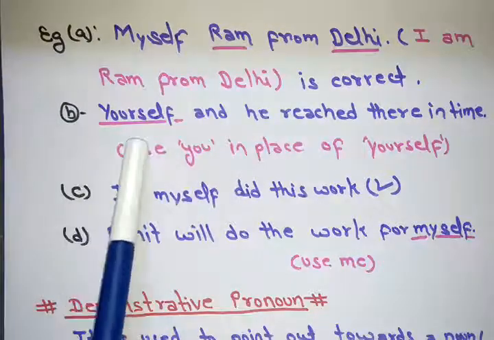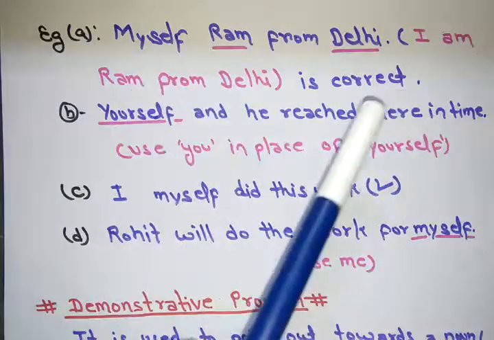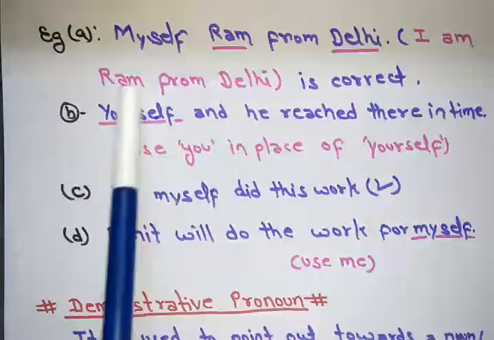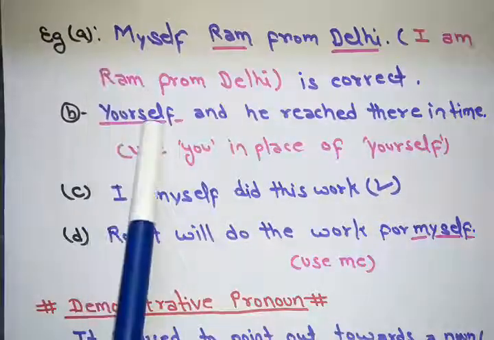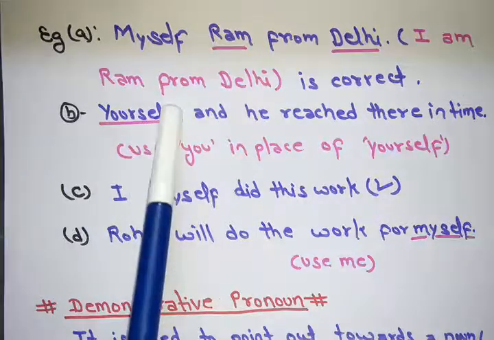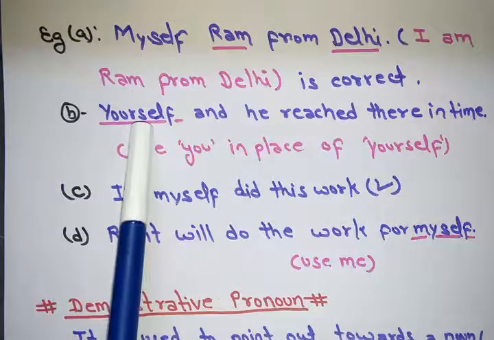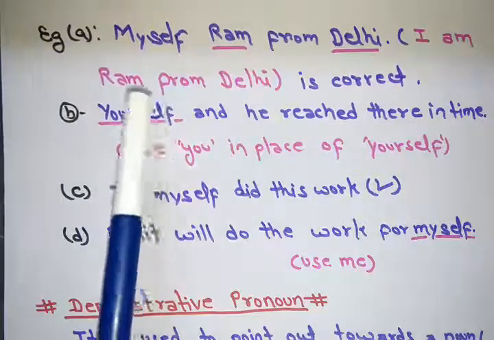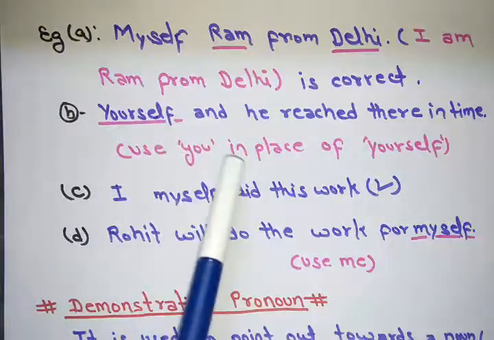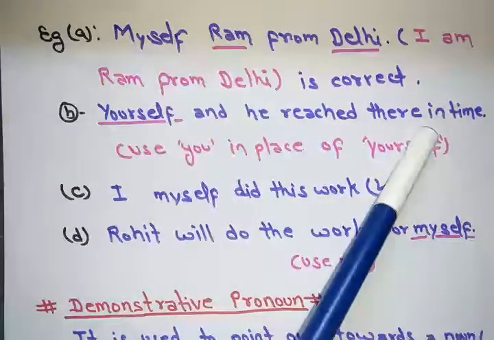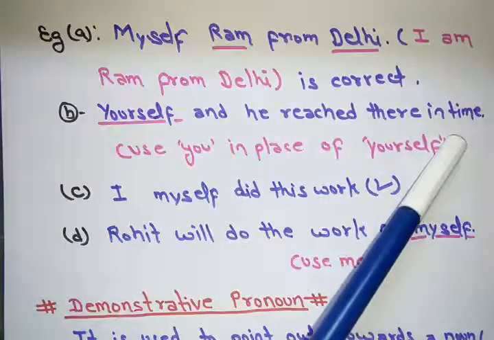And second is yourself and he reached there in time. So for yourself, there is no noun or pronoun, and we can't use yourself as a subject here. Here we can use you in place of yourself. You and he reached there in time.